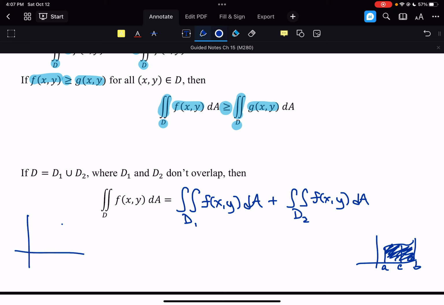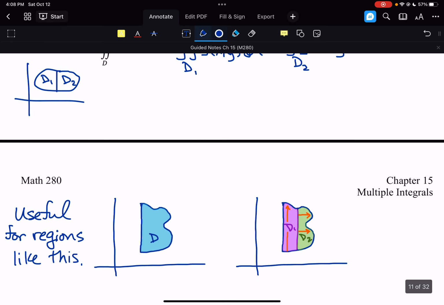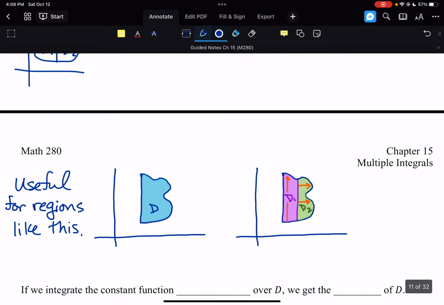So if we had something like this, and that's like D1 and D2. If you find the value over D1 separately from the value over D2 and then add them together, that gives you the value over D, the whole thing. So this property can be helpful when dealing with regions that look something more like this. So, top of the next page.